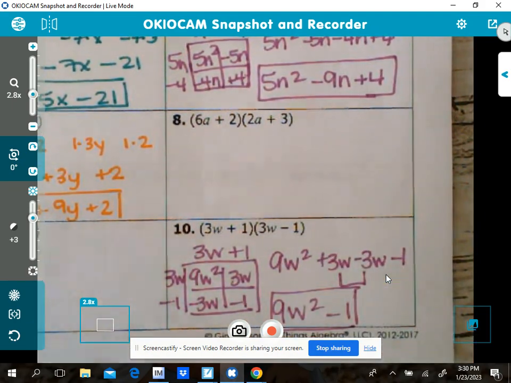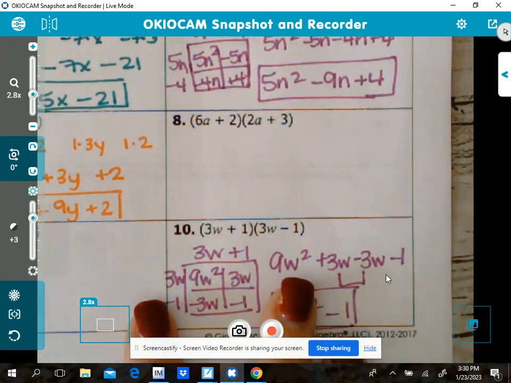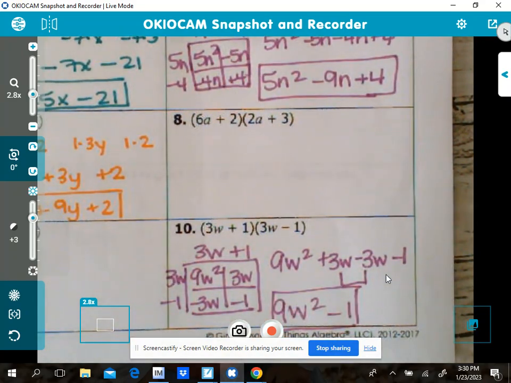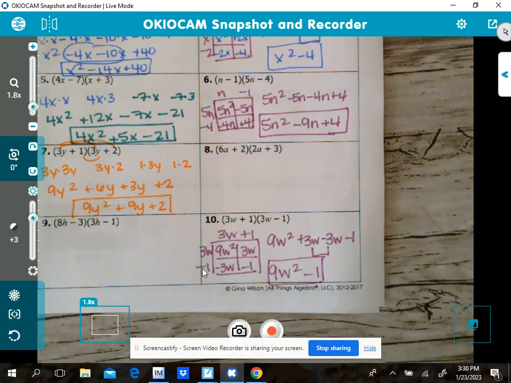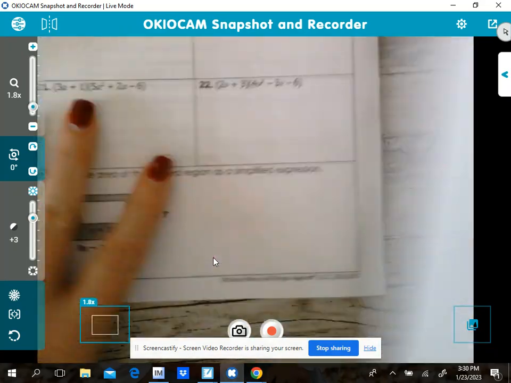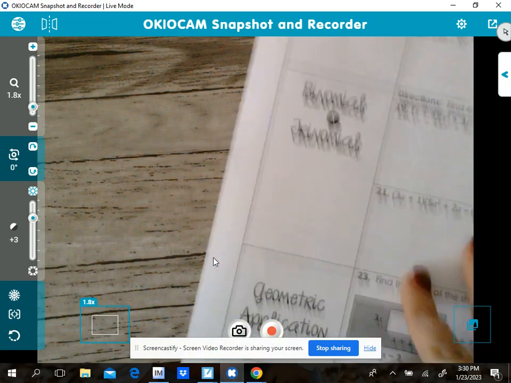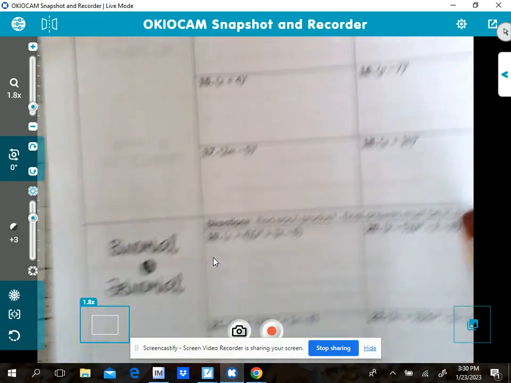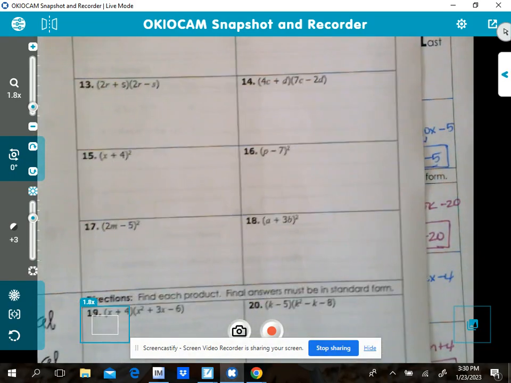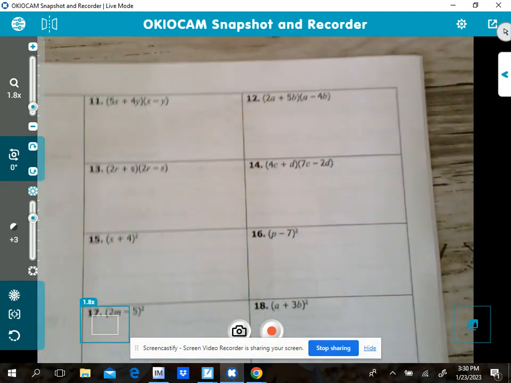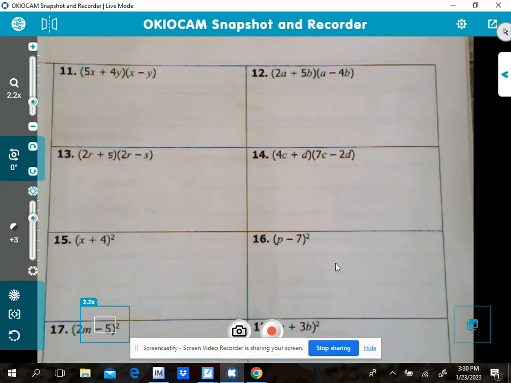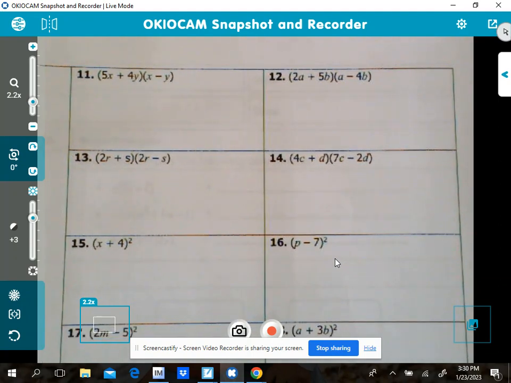All right, so usually you end up with either 3 terms, which is another trinomial, or 2 terms, which is a binomial. Either one, okay? All right, so let me zoom out a little bit and flip this over to the next page. All right, so we don't see a lot of the double variable ones in here, so I'm only going to do like one of each of these. So I'll do 11 and 12.